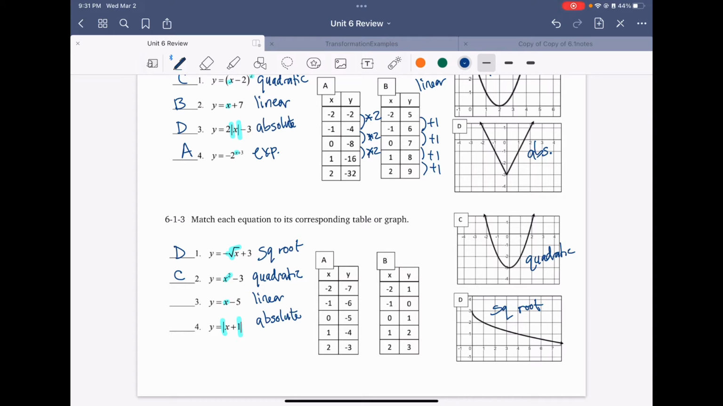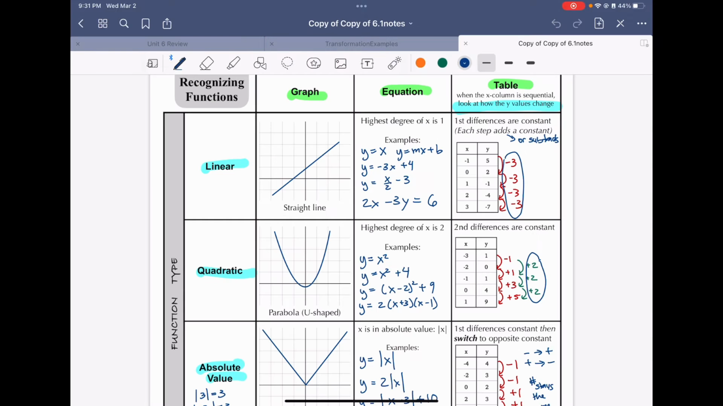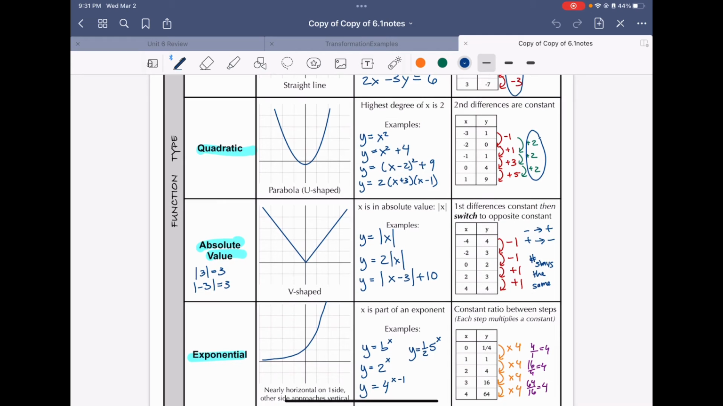All right, so between A and B, one of them is going to be linear and one of them is going to be absolute. So we remember the pattern for linear is adding the same thing each time. Let's go remind ourselves what the pattern for absolute is. So the pattern for absolute, it says that the differences are constant and then switch to the opposite constant. Or if you remember what I said, the number stays the same, but your signs are going to switch from like negative to positive or from positive to negative.